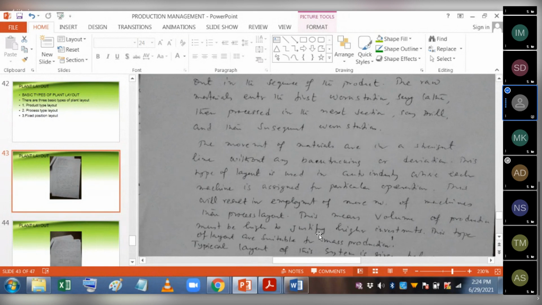In process type layout, what happens is there is a cluster of welding machines in one area, and they call it a welding zone or a welding shop for that matter.